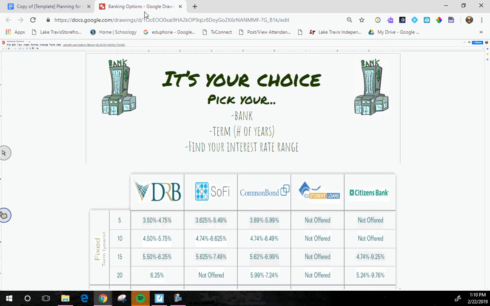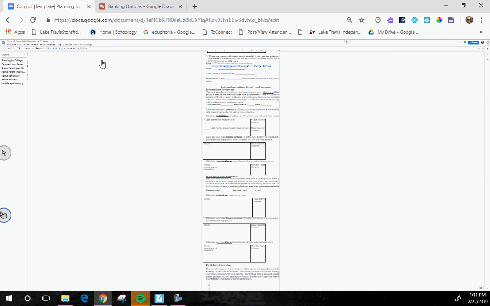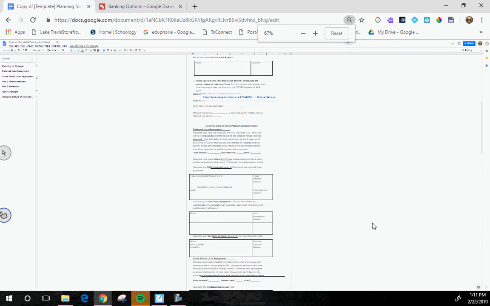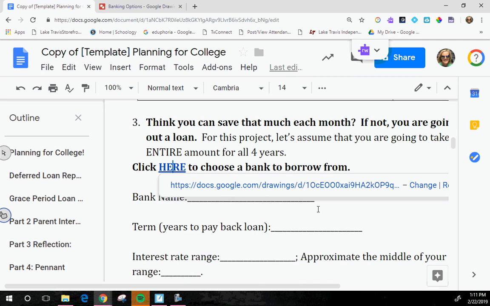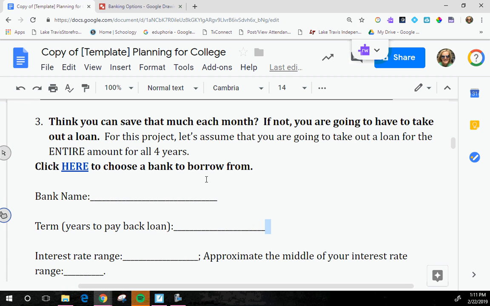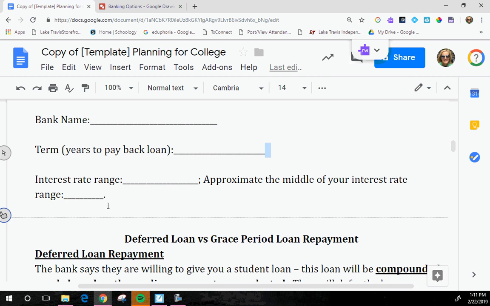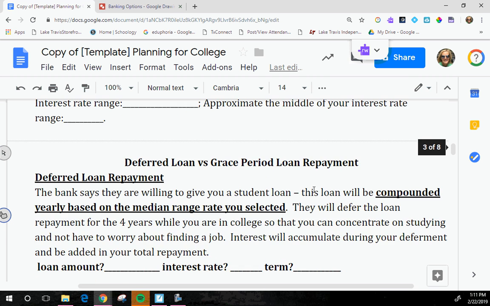Okay, so I'm going to go out of here, hopefully correctly, or not. All right, here we go. This is where we were. Okay, so you go there, you get your bank, and then you type your bank name right here, the term, the interest rate range, approximate the middle of the interest rate range. So you're not going to have to remember this. Everything you have to do is in your project.